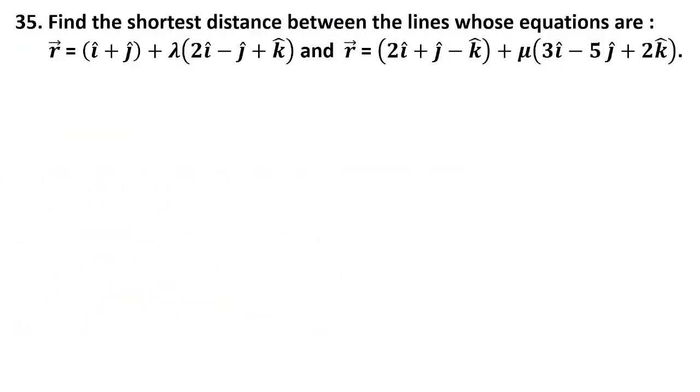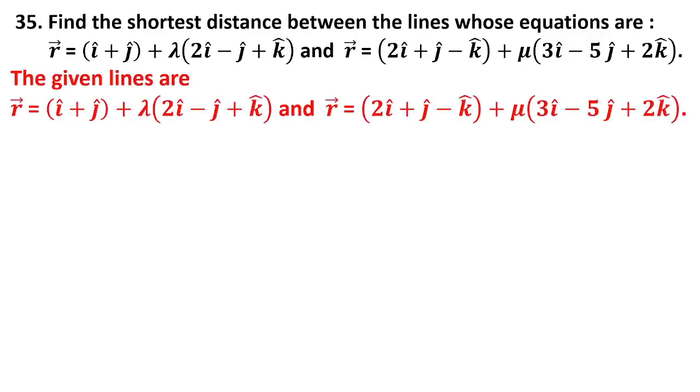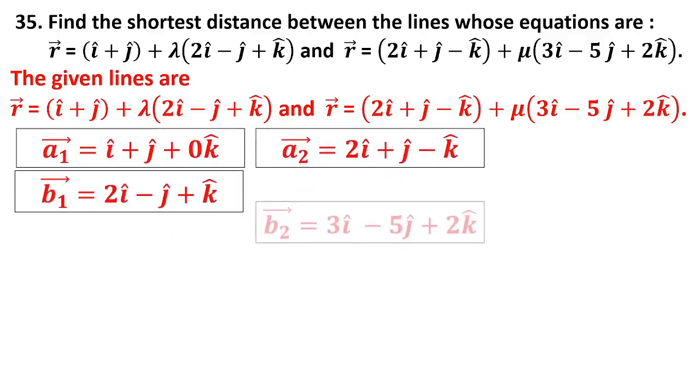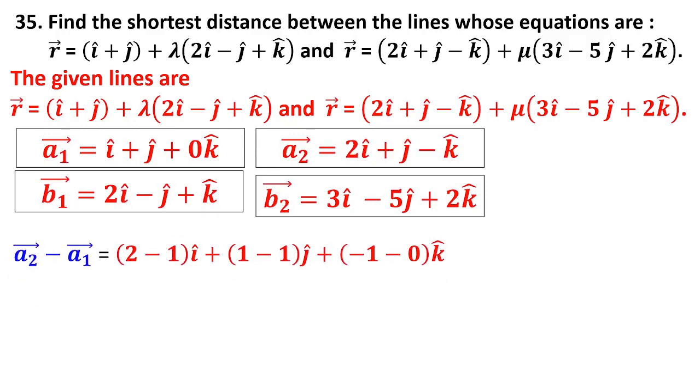Find the shortest distance between the lines. Very quickly you can find. The given problem is itself given in vector form. Therefore I am checking whether it is in standard form, and then I am identifying a1, a2, b1, b2. a1 is the point vector, a2 is the point vector, b1 is the direction ratio vector from the first, b2 is the direction ratio vector from the second.